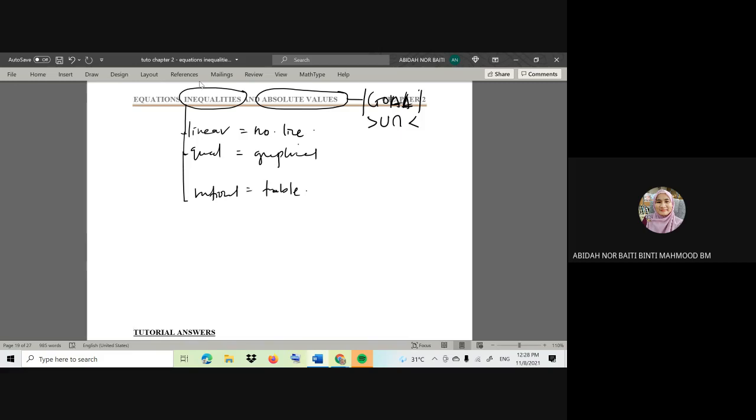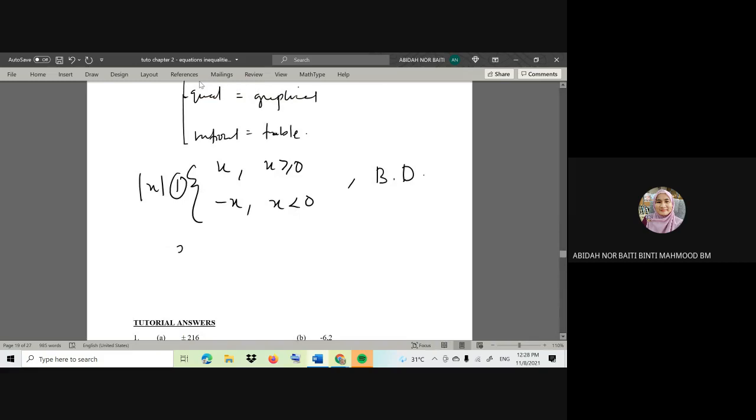So, apa definition for absolute values tadi? Modulus of x positive if x greater equal 0, negative if x is less. Ni kita nak pakai basic definition. Okay, this is first definition. Second definition is modulus of x squared. Ni kita pakai squaring both sides. Waktu bila tu kita jumpa modulus both sides.